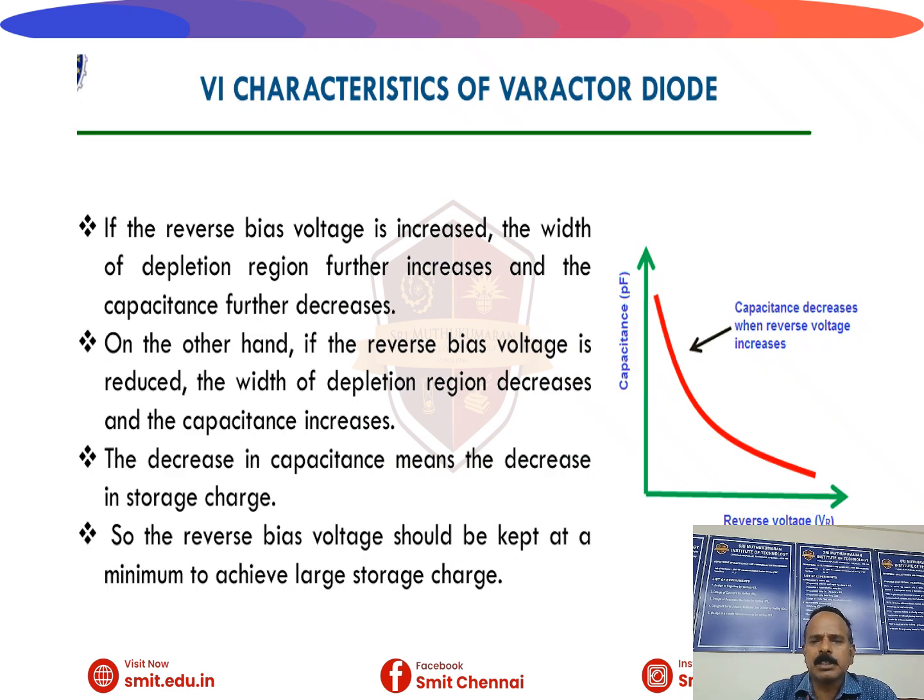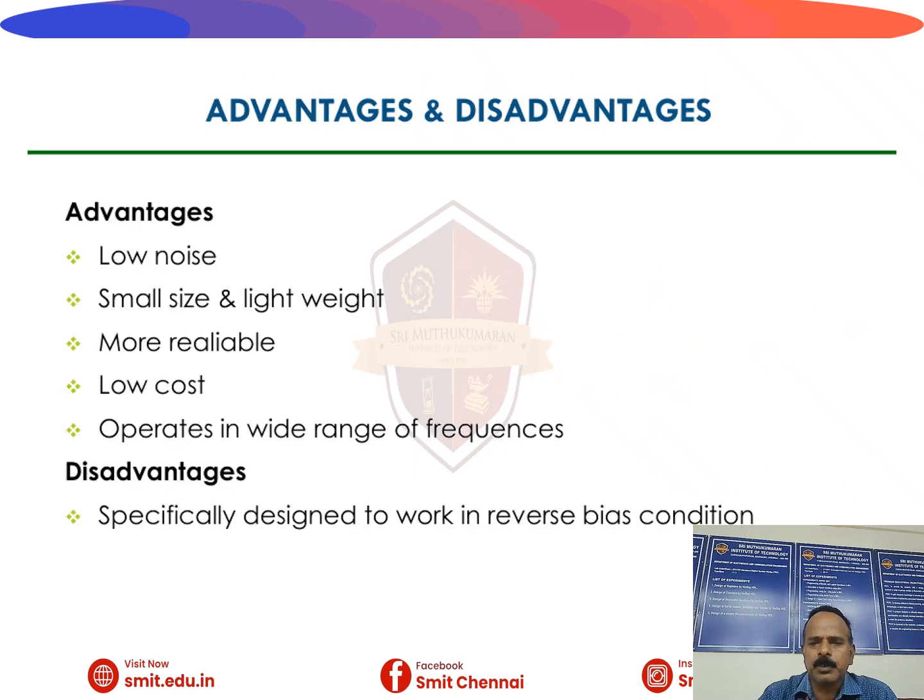Generally, the VI characteristics of the varactor diode can be discussed here. If the width of the depletion region further increases, then the capacitance further decreases. You see in the x-axis, there is the reverse voltage that is applied. In the y-axis, there is the capacitance that is produced. So if you increase the reverse bias voltage, the capacitance decreases, which means a decrease in stored charge also. So the reverse bias should be kept at a minimum to achieve a large storage.